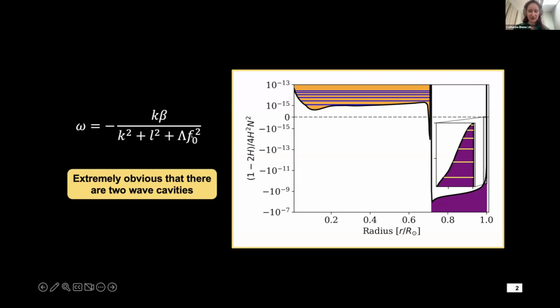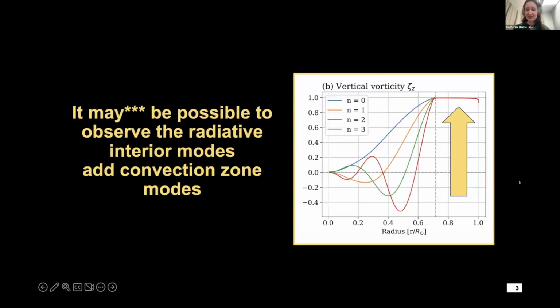The local dispersion relation that I find is extremely similar to the shallow water case, with the difference that our separation constant here is numerically calculated, which is fine. And then if you go ahead and calculate the radial eigenfunctions in vorticity specifically, which is what we would care about for an observation for these modes that live here in the radiative interior, you get a plot that looks like this.